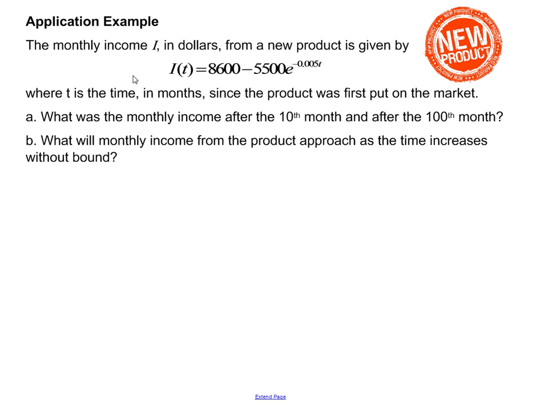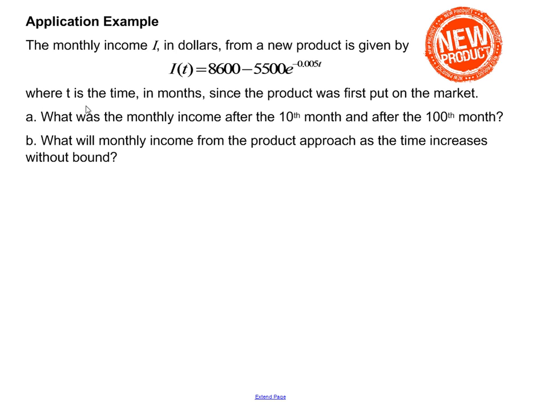This one is about monthly income in dollars from a new product, and it's given by the function I of t is equal to 8,600 minus 5,500 times e to the negative 0.005t. Now I definitely have to use a calculator for this one, so I'll bring that up as we go. But the question is, if t is in time, in months, since the product was first put on the market, we want to know, first of all, what was the monthly income after the 10th month and the monthly income after the 100th month. So let's work that out.